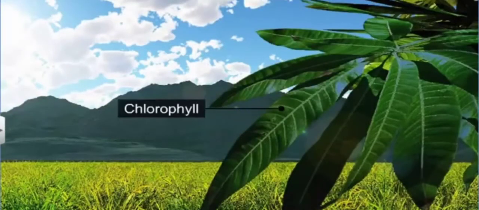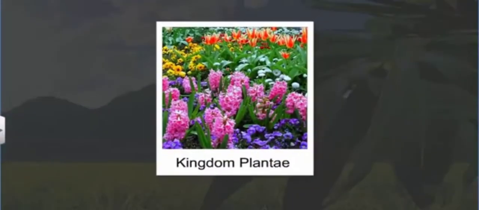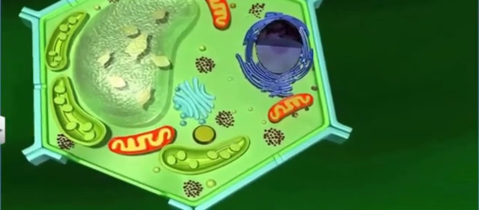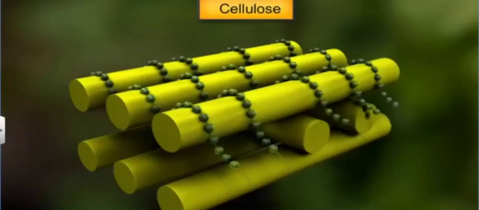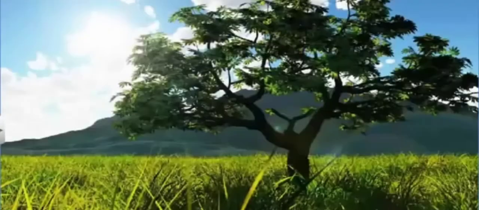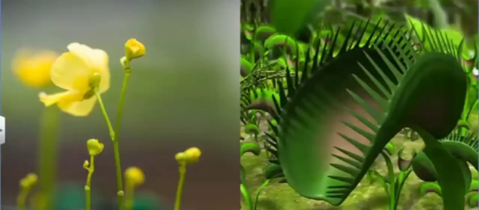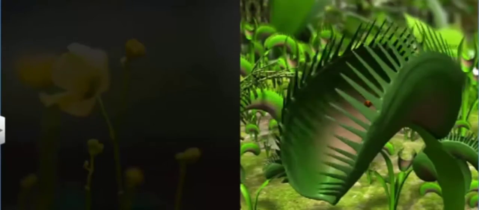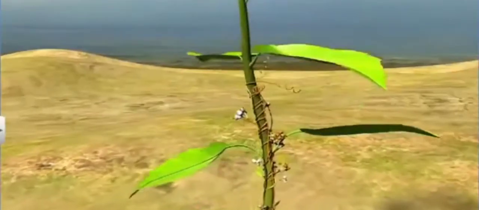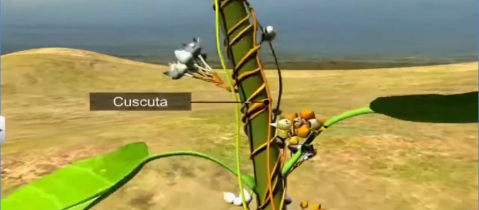All eukaryotic chlorophyll-containing organisms, that is plants, fall under Kingdom Plantae. The plant cells are characterized by the presence of a cell wall, and the cell wall is made up of cellulose. While most of the plants are autotrophs, some plants like the bladderworts and Venus flytrap are insectivorous. Some plants like Cuscuta are parasites.